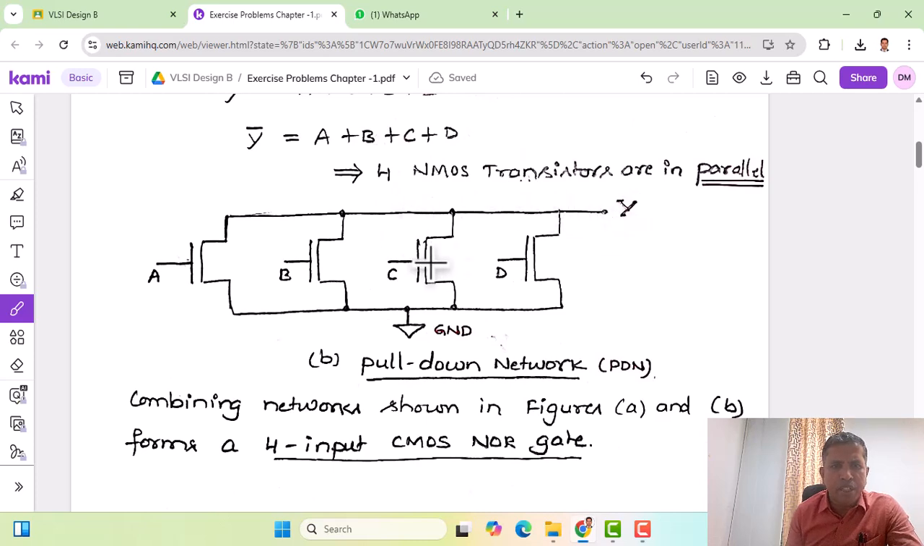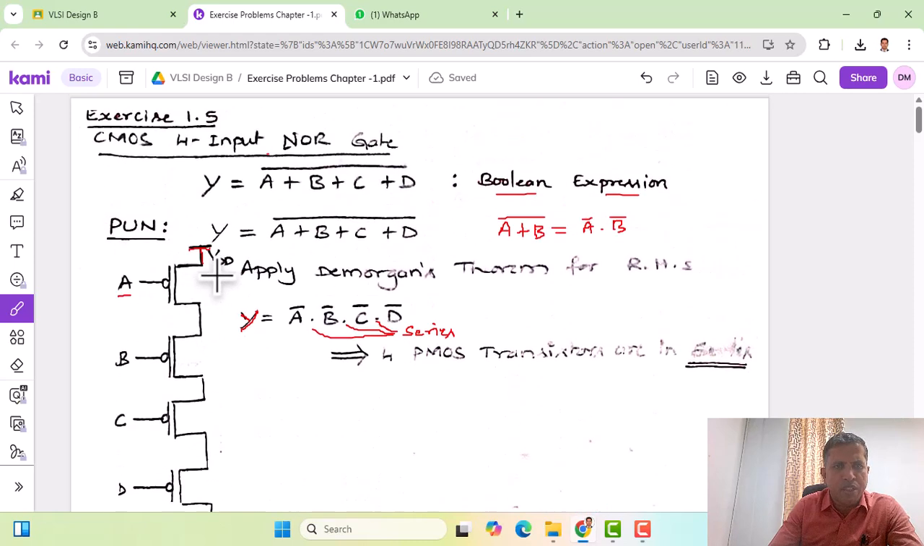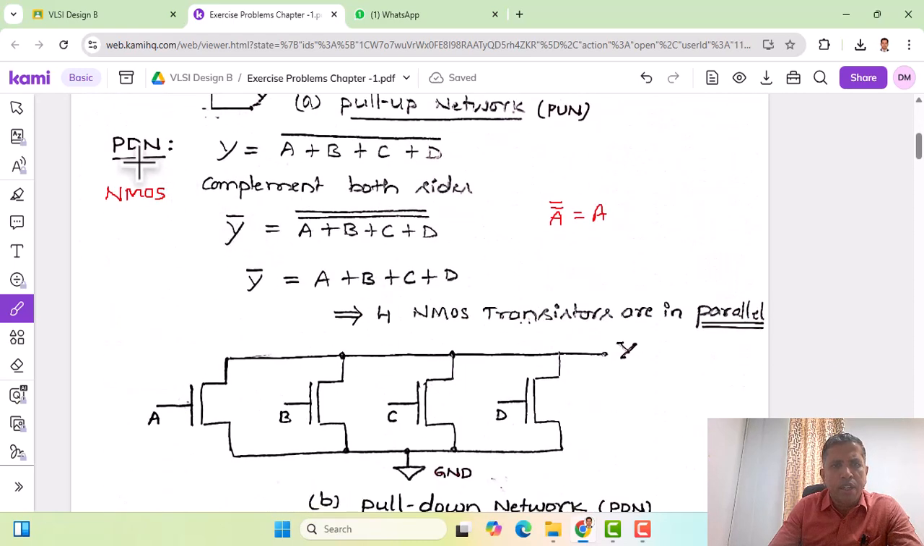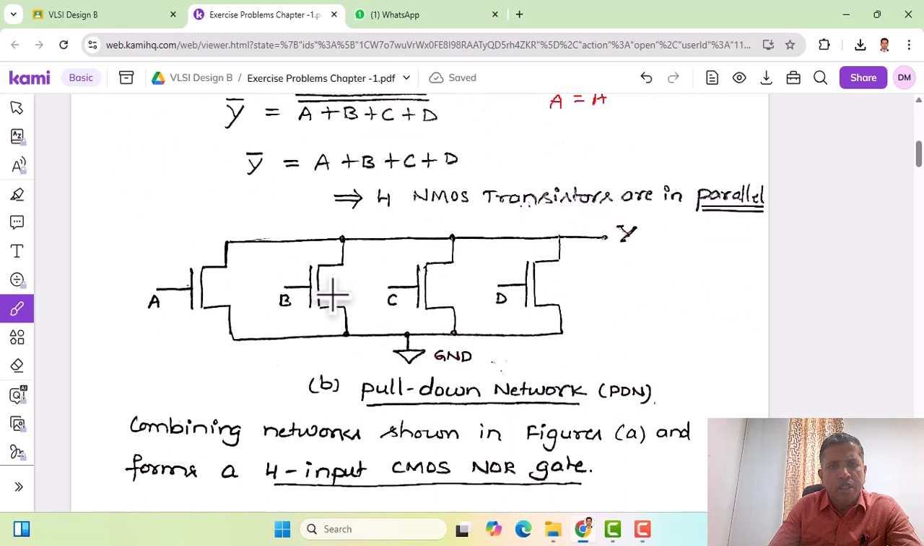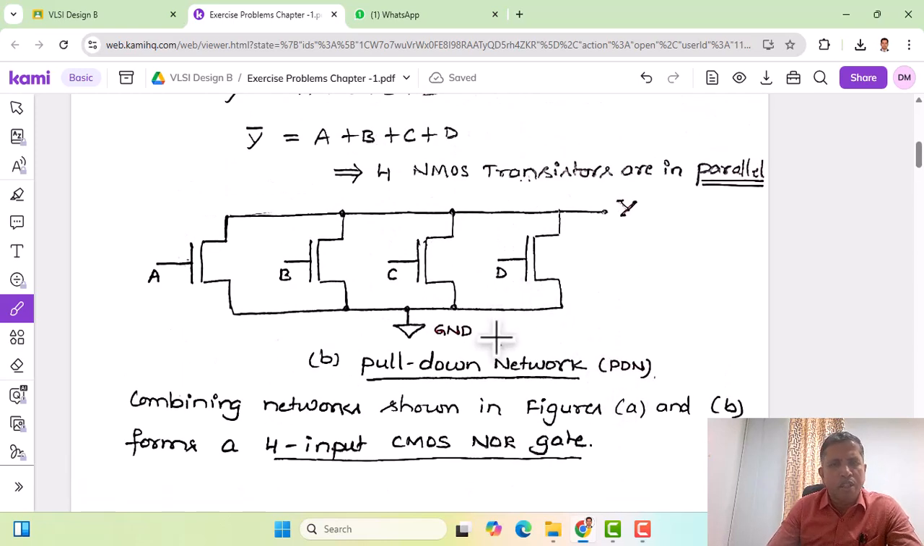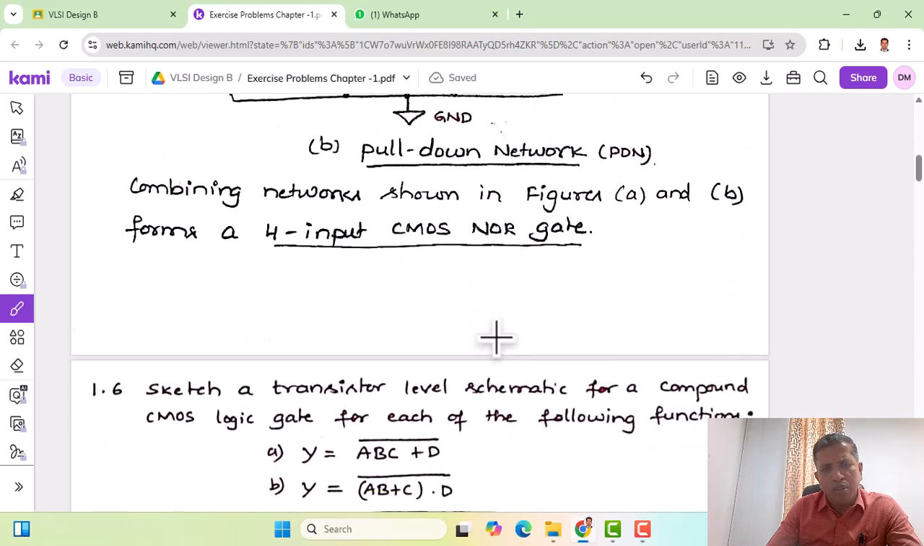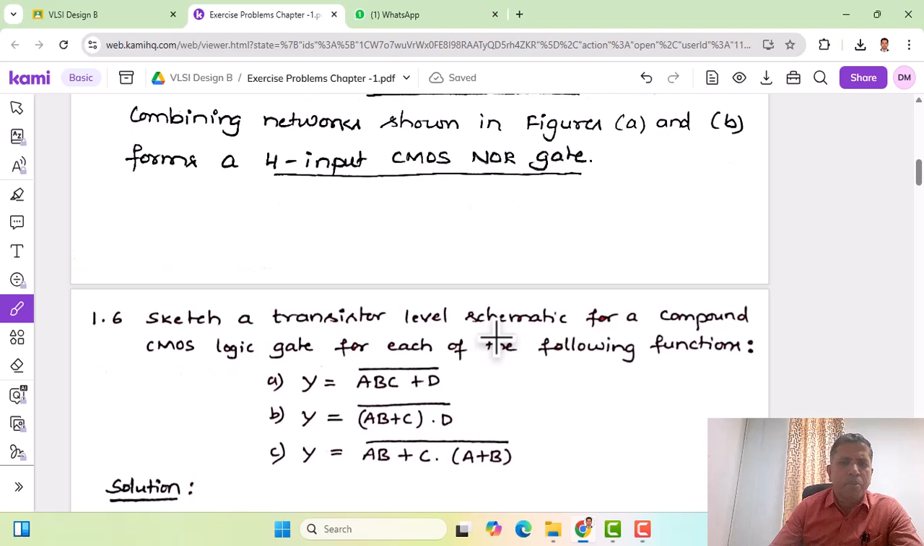Now here, combining the networks shown in figure A, this network which is made up of PMOS transistors, that is the pull-up network, and the NMOS transistors, which form the pull-down network. These two networks can be clubbed together. That forms the 4-input CMOS NOR gate. Of course, this is a very simple problem. So we have solved the 2-input NOR gate, and along similar lines we can also write a CMOS structure for a 4-input NOR gate. But let us go through a little bit more complex expressions.